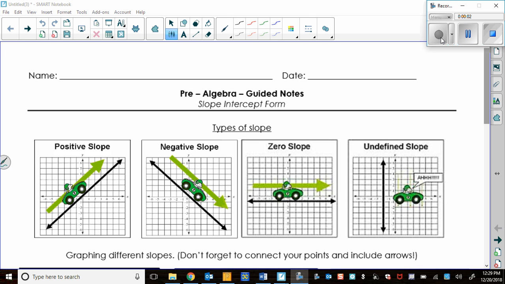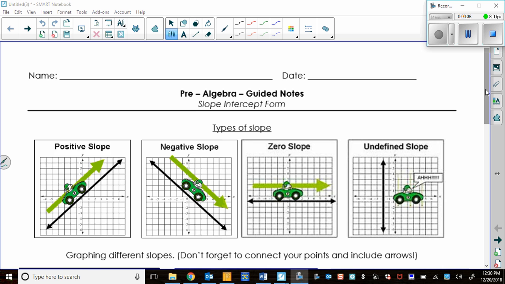Alright class, today we're going to be talking about the slope-intercept form and the equation. Before we do that though, I want you to look at the four types of slopes. The first one is a positive slope because, if you are driving up the hill, your altitude is increasing. This is a positive direction when you are going up, right? A negative slope is when you are driving downhill, your altitude is decreasing, or you are going in the negative direction. You're going in a down direction here.